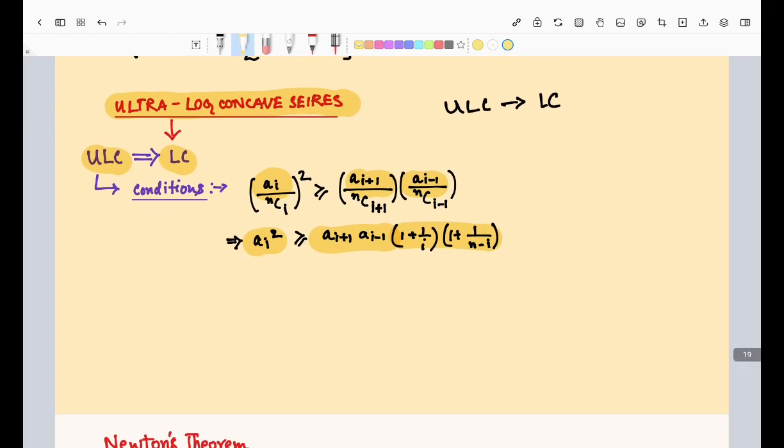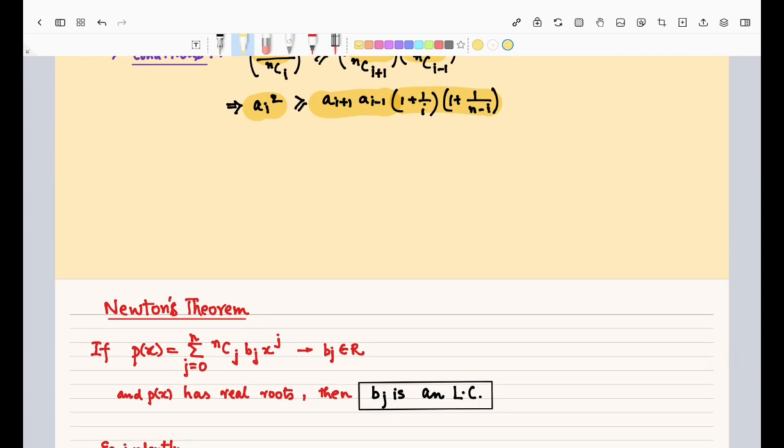Now moving on, this is our main problem for today, right? This is the main problem where it starts. So just try to focus on this part right now. It is given to us Newton's theorem. What is Newton's theorem? Newton said that if p of x has real coefficients, right? If it has real coefficients and is a real rooted function, right?